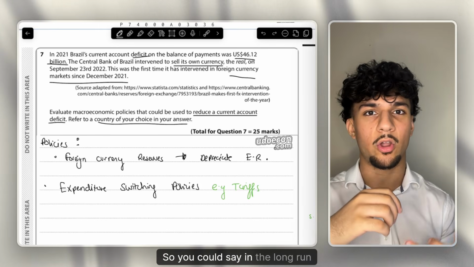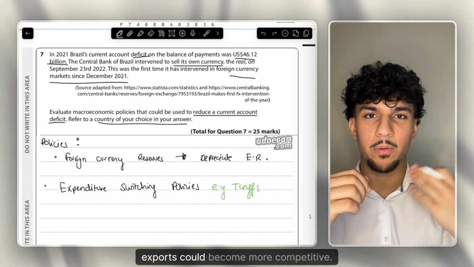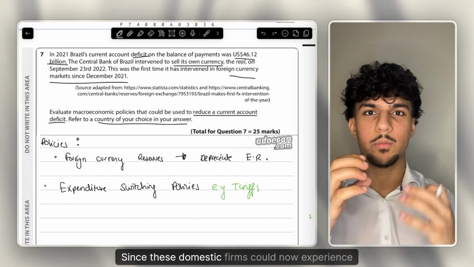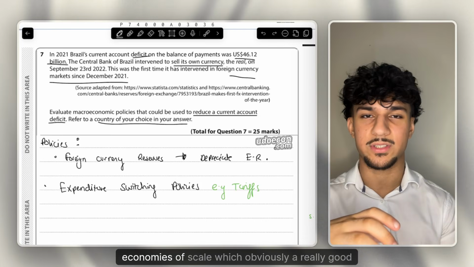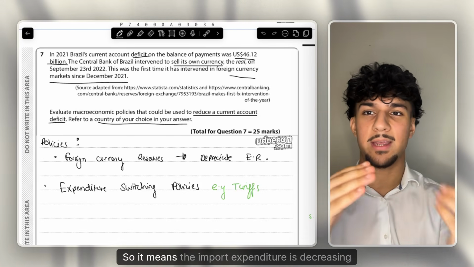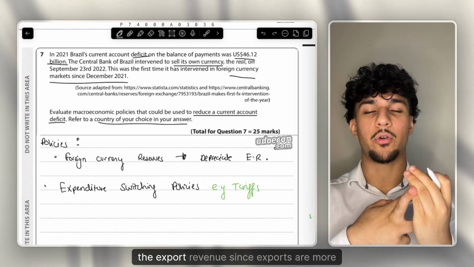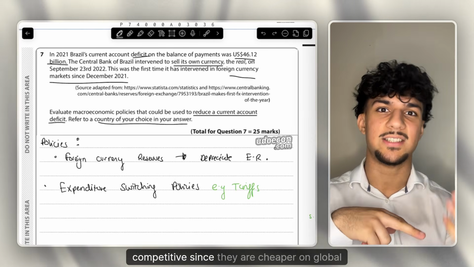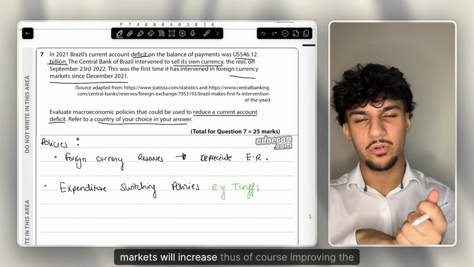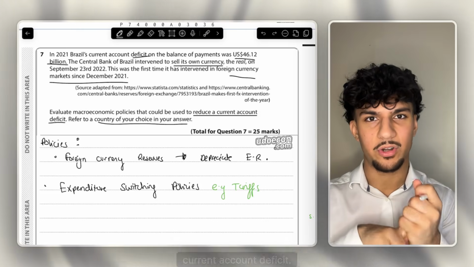So you could say in the long run, exports could become more competitive. Why? Since these domestic firms could now experience economies of scale, which is obviously a really good point. So it means the import expenditure is decreasing. The export revenue, since exports are more competitive, since they are cheaper on global markets, will increase, thus improving the current account deficit.